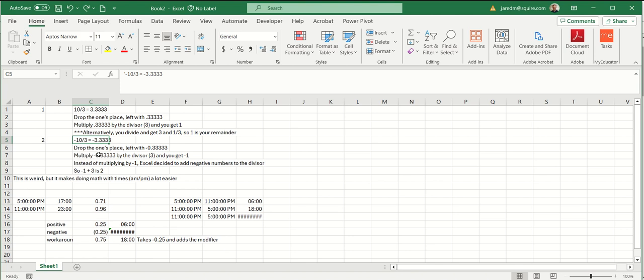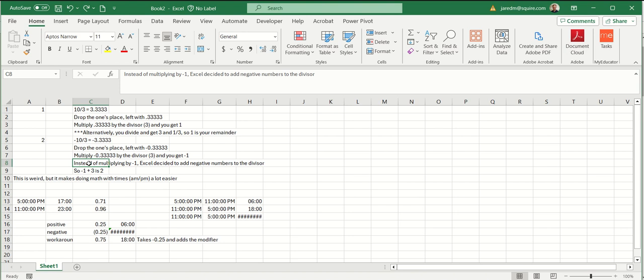The nuance is when we have negative numbers. So if we do mod negative 10 mod 3, or divided by 3, then the actual answer is negative 3 1/3. So drop the 3, we get negative 1/3. Multiply by 3, we get negative 1. So our remainder in this division is negative 1.